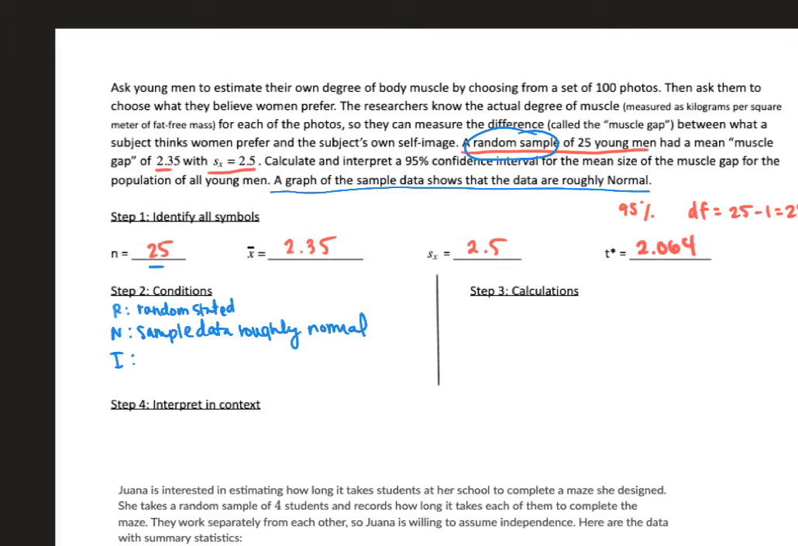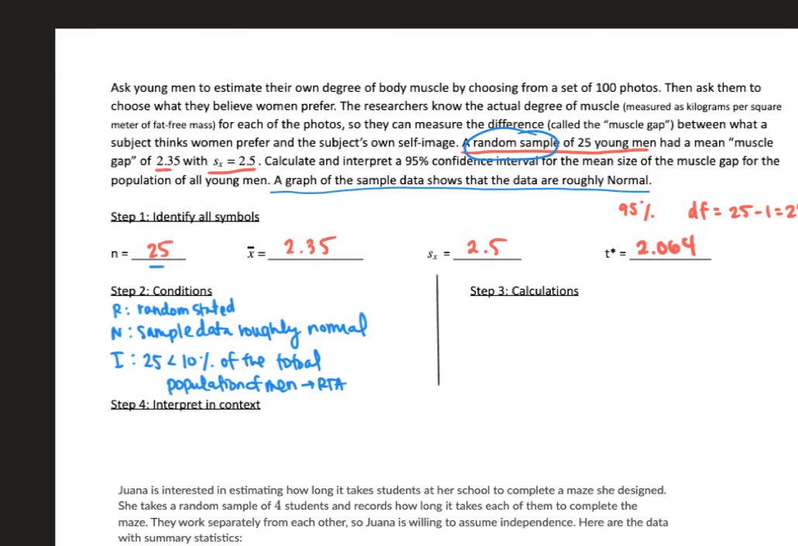Lastly, for the independent condition, we have to determine if our sample size is less than 10% of the total population. Well, in this case, our sample size is 25. That's reasonable to assume that that's less than 10% of the total population of men. So that's reasonable to assume, considering there's lots of men in the world.